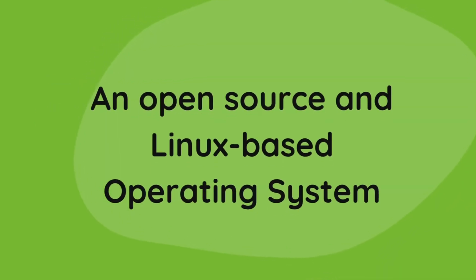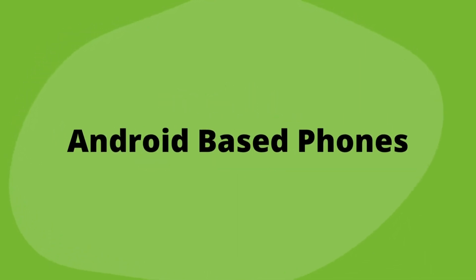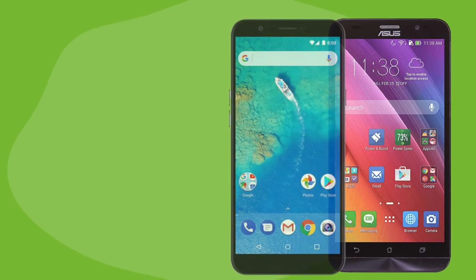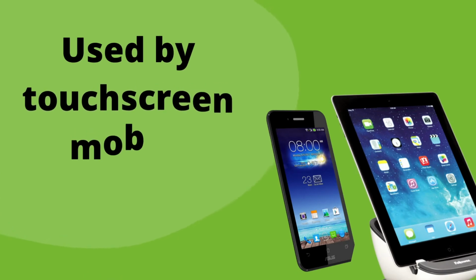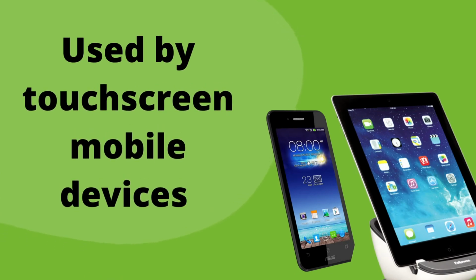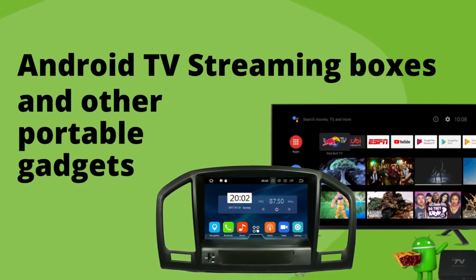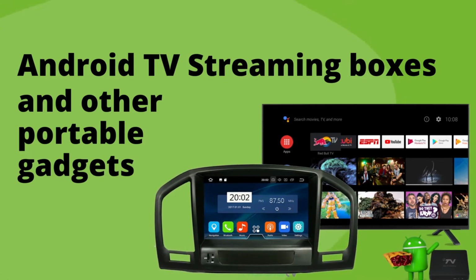Android is also an open source and Linux-based operating system, meaning developers can modify and customize the operating system for each phone. Therefore, different Android-based phones often have different graphical user interfaces (GUI), even though they use the same OS. Mostly, it is used by touchscreen mobile devices such as smartphones and tablets. On top of that, you will also find Android on TV streaming boxes and other portable gadgets such as Android Car Player.